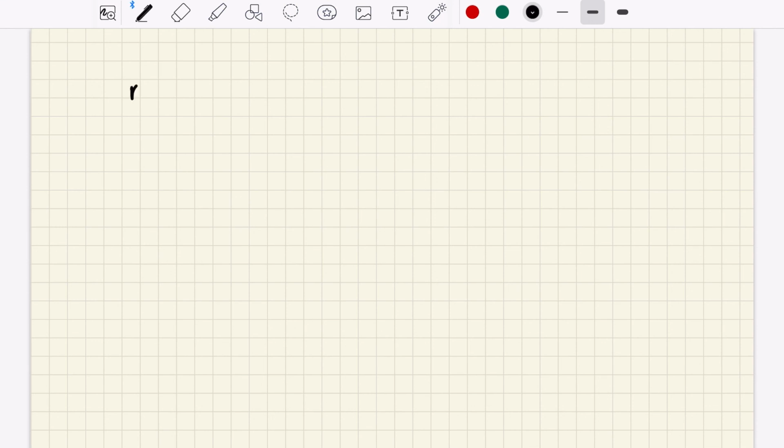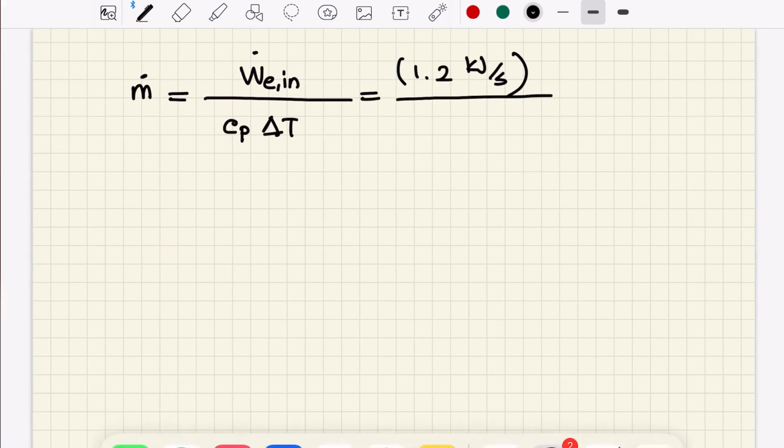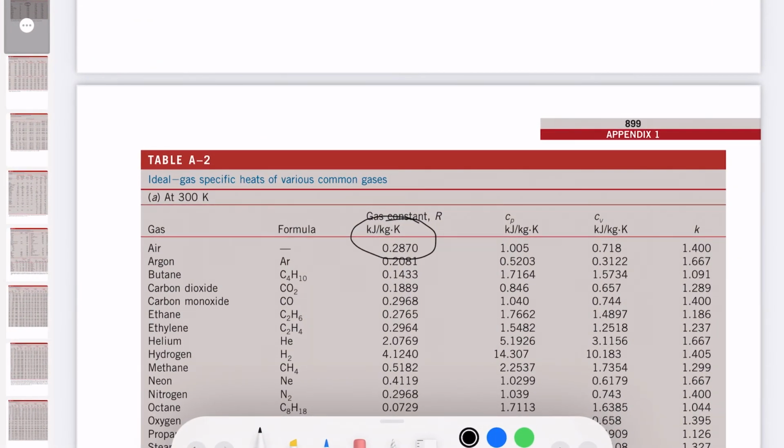Okay, so to calculate the mass flow rate, we are going to divide the electric power by Cp delta T. Electric power is 1.2 kilojoule per second, which is watts, over Cp, which we look up from the tables for air. The temperature is 22 at the inlet, 47 at the exit.